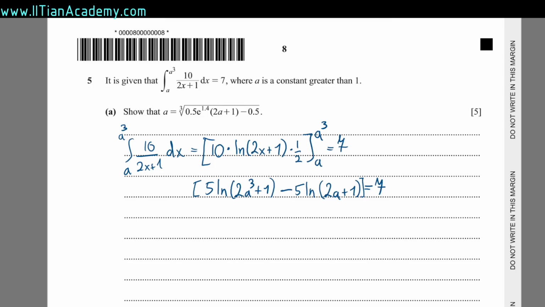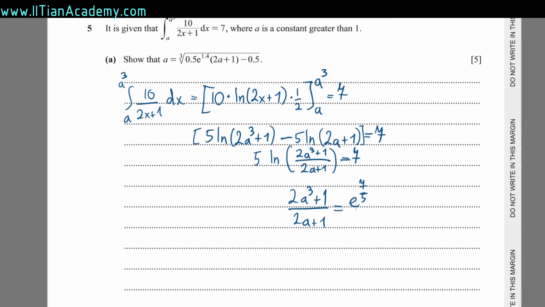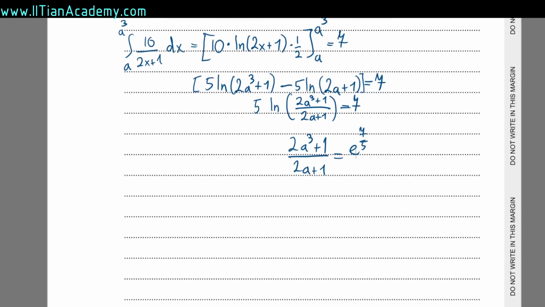Now we need to evaluate this expression. So we can combine the logarithms. This will be just the natural log of 2a cubed plus 1 divided by 2a plus 1 is equal to 7. And then we can divide by a 5 and raise both sides to the power of e. So then what we get is 2a cubed plus 1 over 2a plus 1 is equal to e to the 7 over 5. Let's remember that e to the ln something is just that something. So if I raise both sides to the power of e, then we just get this expression.